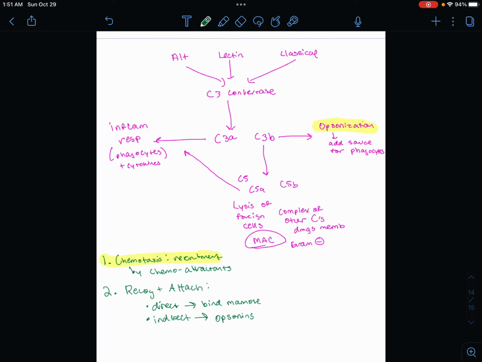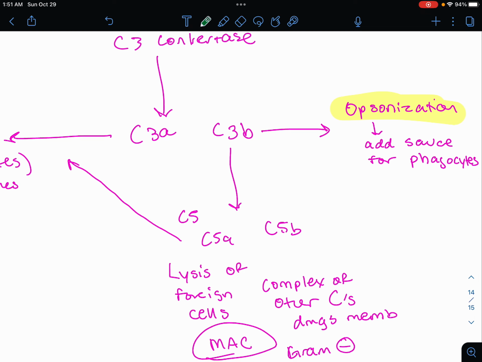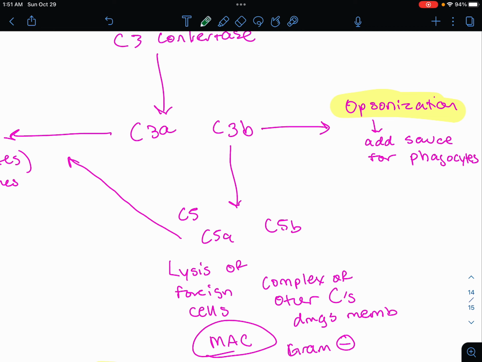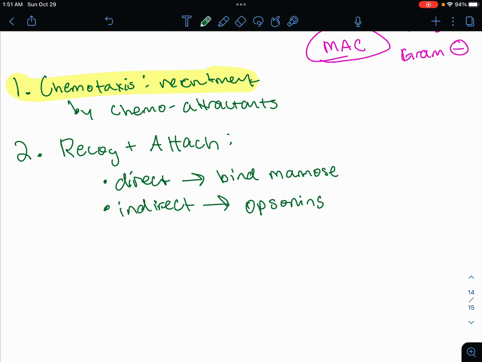Remember, the opsonins, those are the proteins on the outside, like a coating. It's like a sauce that allows the phagocytic cells to become more excited and go after it more. So indirect would be that process. However, direct would be just binding to those mannoses on the bacteria. The receptors are going to bind to those.